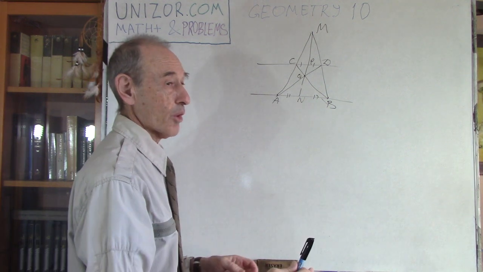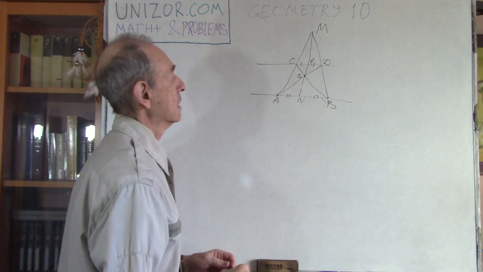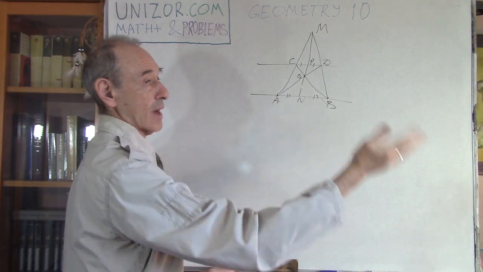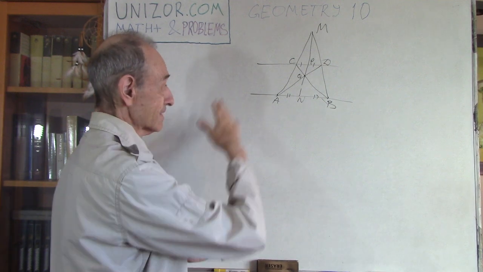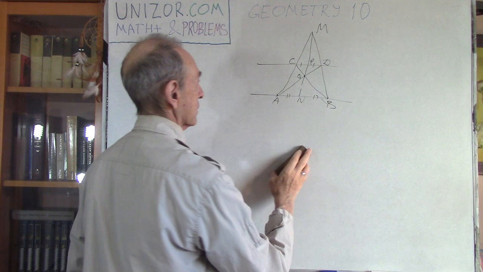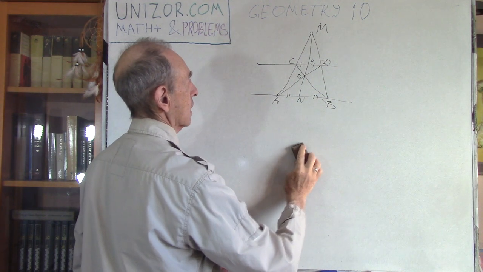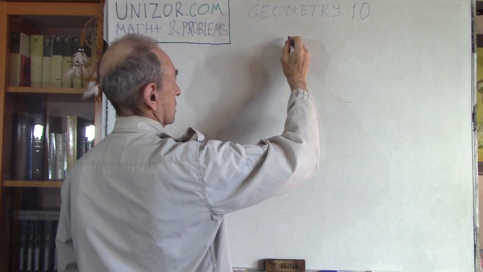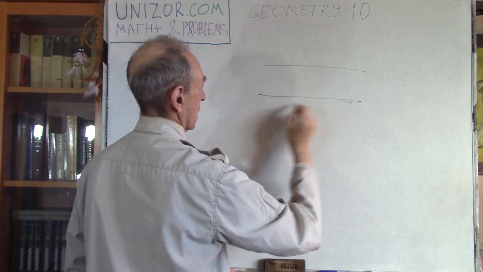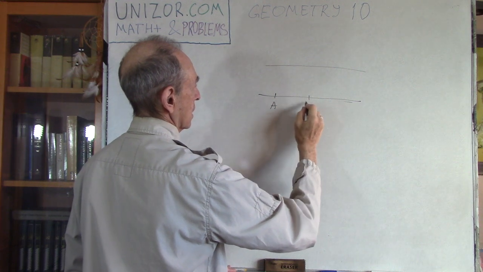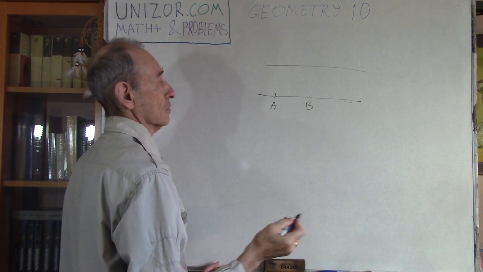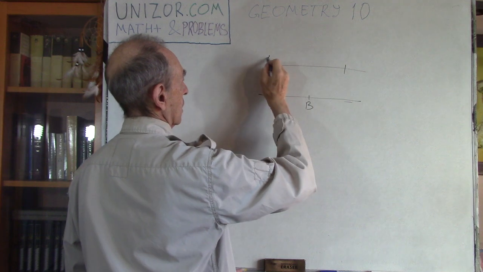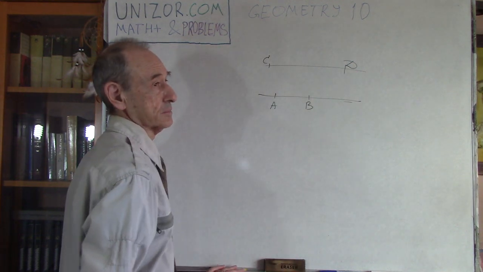Okay, now the next problem, and again it was presented in the previous lecture, was how to double the size. So we have half the size of the segment. Now I'm asking how to double the size. Well, it's again the same thing, just slightly different. Let me draw another picture. So you have two parallel lines, and you have this AB to double the size. So what I'm suggesting is the following. Choose any segment on another parallel line.